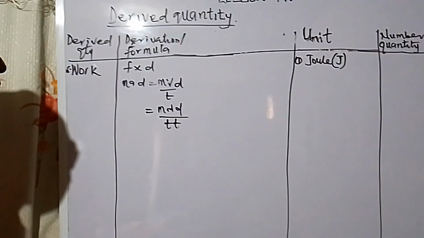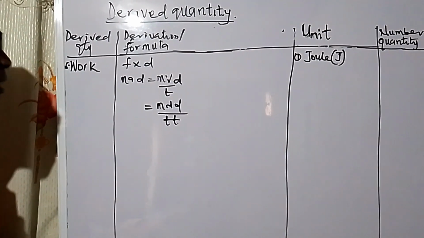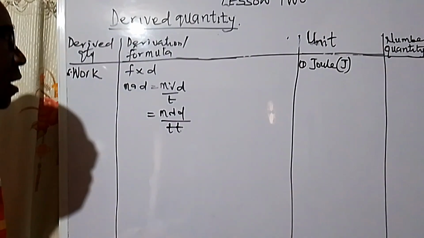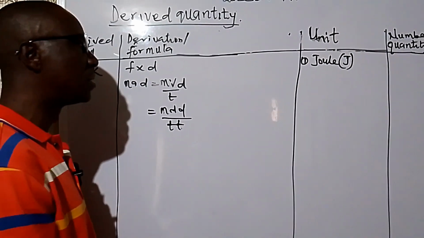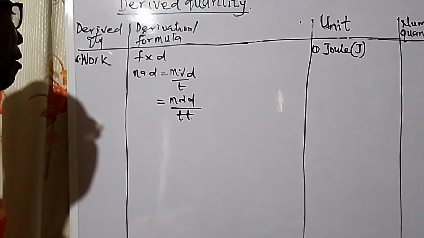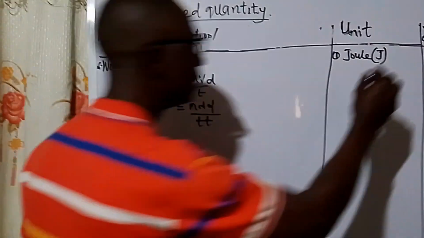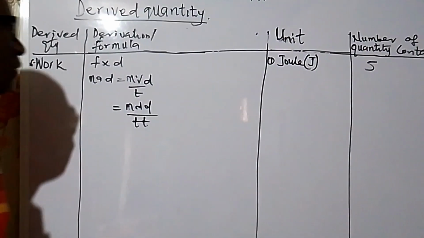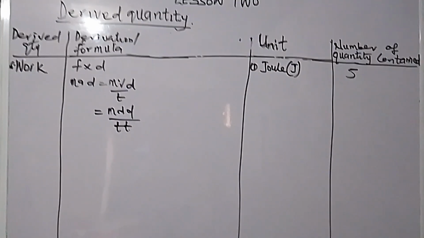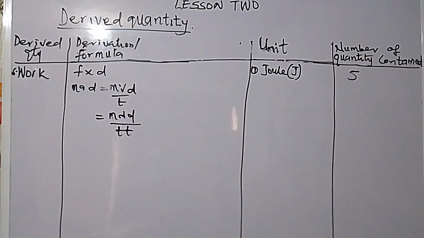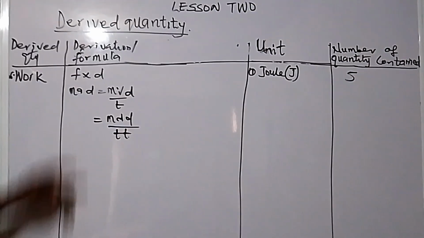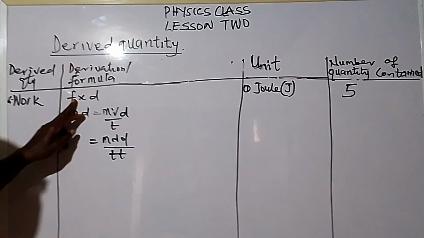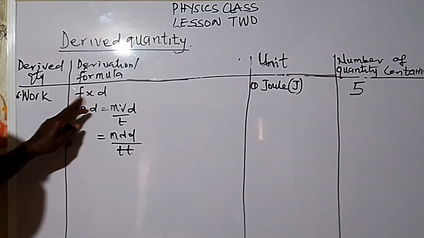So from there, the first thing we are going to look at is the number of quantities. Let's count it together: 1, 2, 3, 4, 5. It means the number of quantities that work contains is 5 quantities.